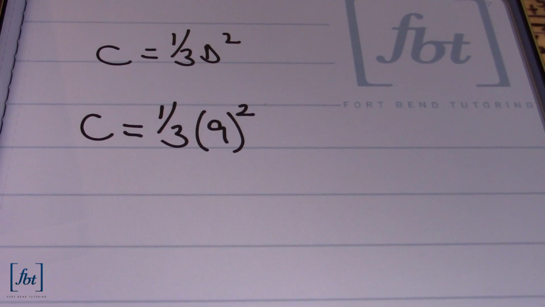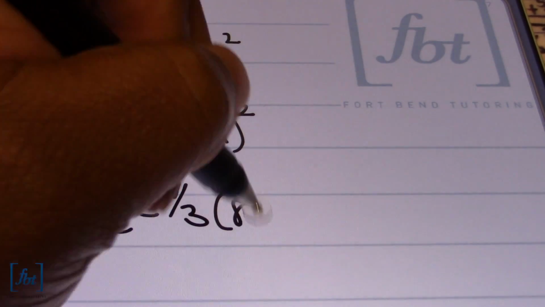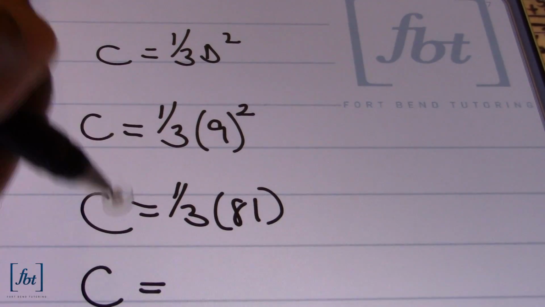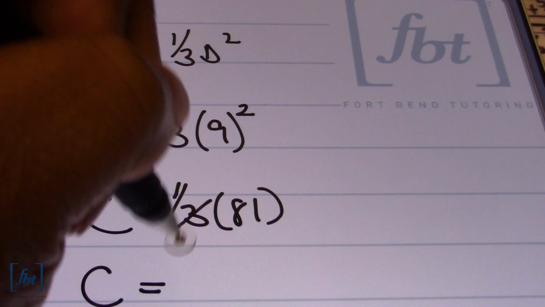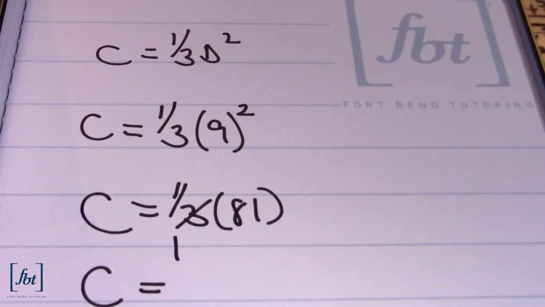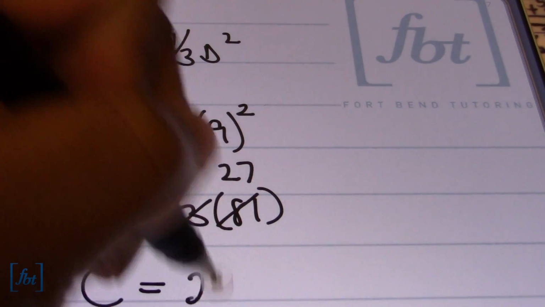Like so. From here, we'll simplify the equation to solve for c. I'll have c equals 1/3 times 81. Knowing that 1/3 is the same thing as dividing by 3, we'll have 81 divided by 3, which is 27. That's right. Or you can say 3 goes into itself once, 3 goes into 81 27 times, then multiply and simplify to get 27.